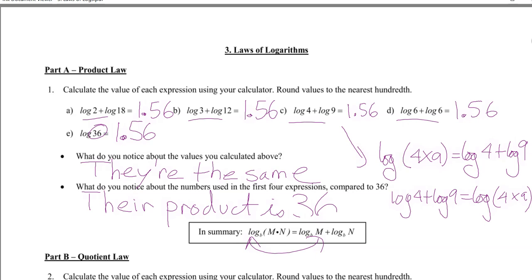This is called the product law. So what do we get when we multiply powers with the same base? What do we do with the exponents? You add them. What's a log? It's an exponent, right? We're adding exponents. So it's related.